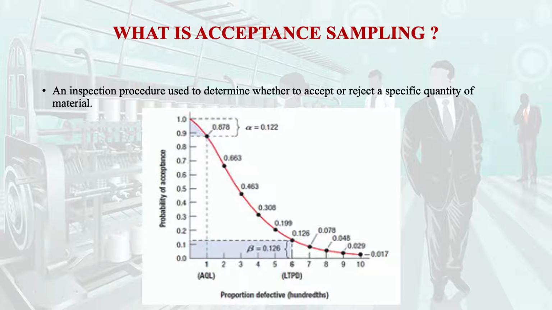This figure will give you a picture of acceptance sampling, which is drawn on the percentage defective and the probability of acceptance. On the y-axis it is the chances or probability of acceptance or rejection, and on the x-axis it is the percentage defective in a particular lot. If you see at the top, you will find alpha, which is the producer risk, while at the bottom you will find beta as the consumer risk.